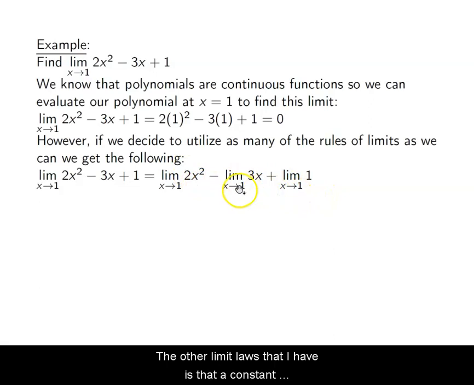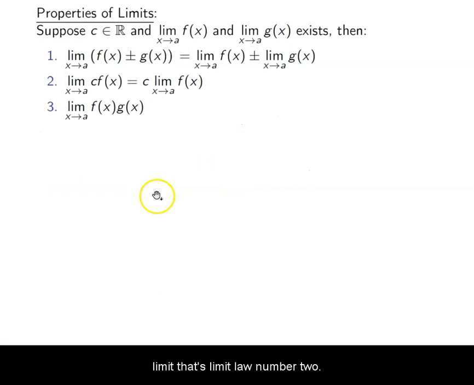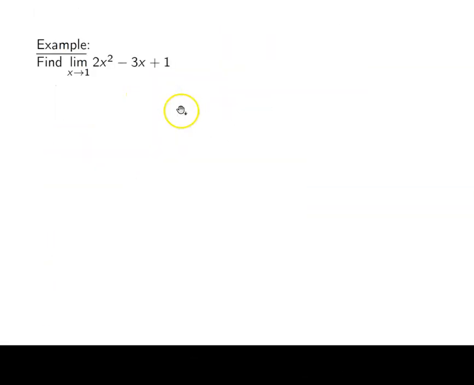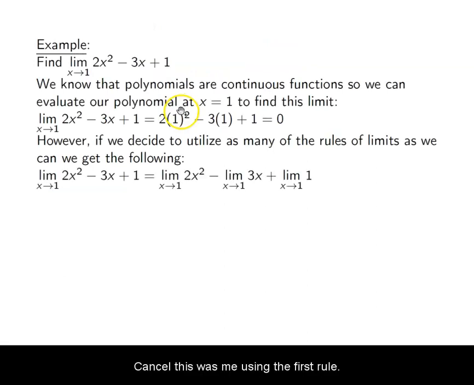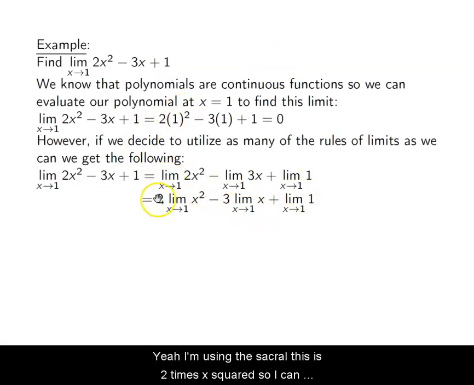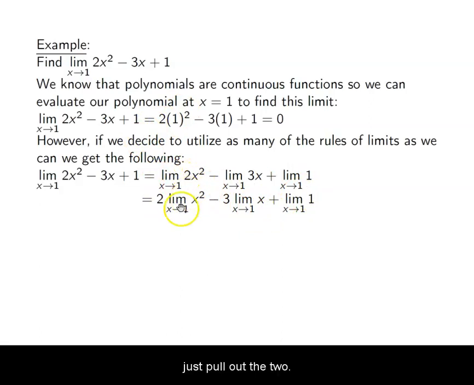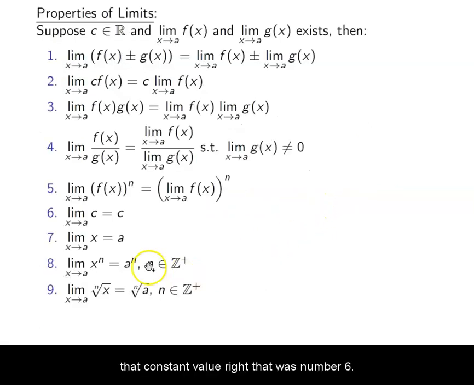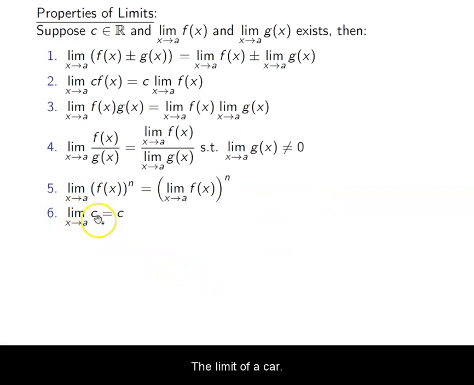The other limit law that I have is that a constant multiple of a function gets to pull out to the outside of a limit. That's limit law number 2, right? Constant times a function is a constant times the limit of the function. Okay, so this was me using the first rule. Here I'm using the second rule. This is 2 times x squared, so I can just pull out the 2 times the limit of x squared. I can pull out this 3. We also have the property that the limit of a constant is just that constant value, right? That was number 6. The limit of a constant is always just that constant, okay?